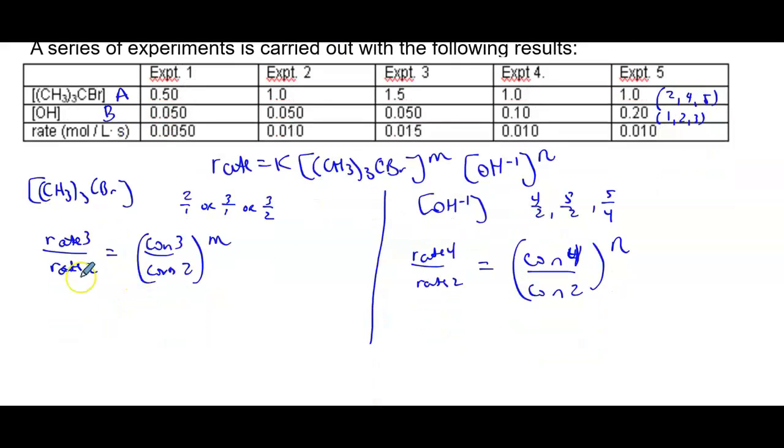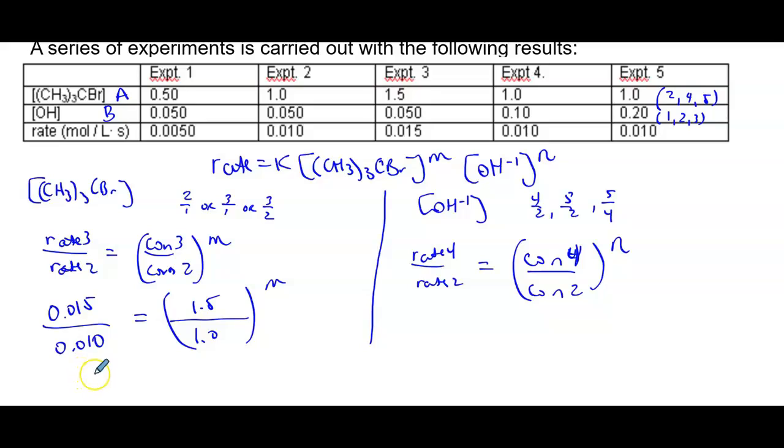I'm going to go down some just so we can see my math. Okay, so we're going to do rate 3. Now remember, rate's down here at the very bottom. Rate 3, in this case 0.015, over rate 2, 0.010 equals concentration 3. Now concentration 3 of who? Of the reactant we're solving for. So this will be 1.5 over concentration 2, which is 1.0. Now remember, I'm using the concentration for the reactant I'm solving for. That's why I'm looking at these two numbers to the m power.